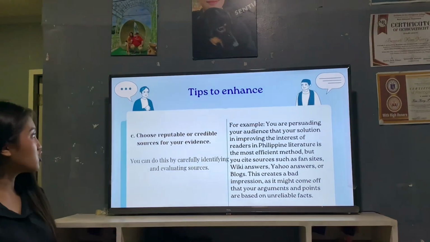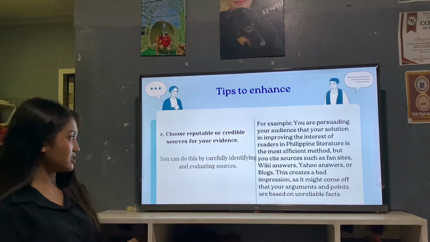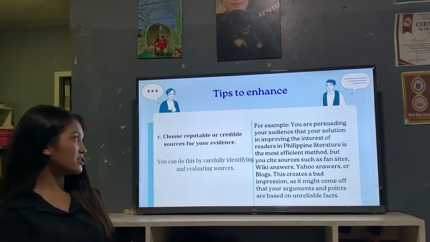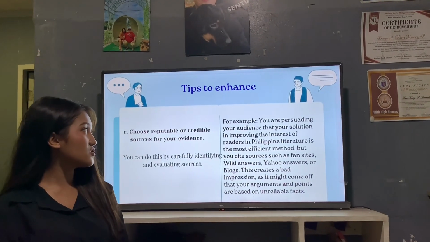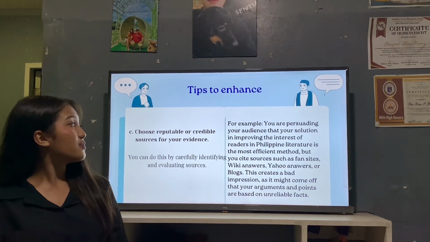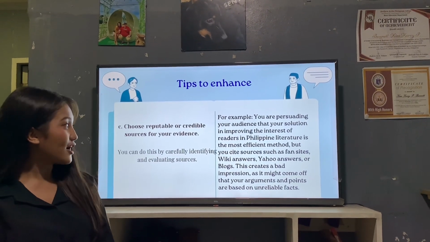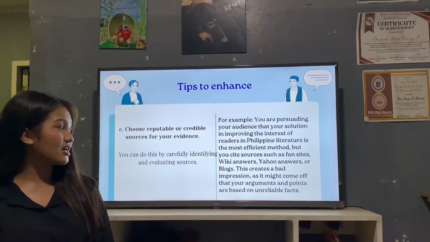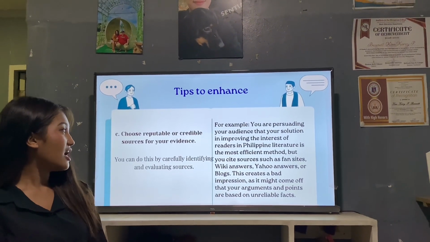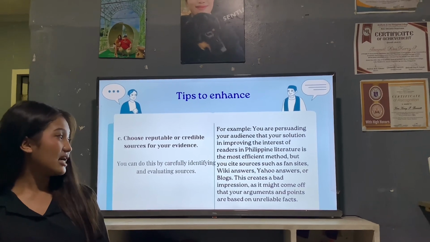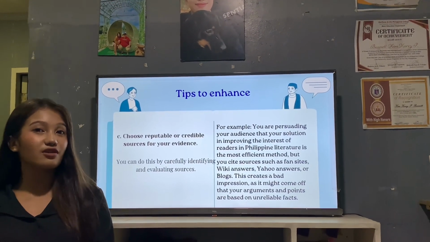Number 3 is to choose reputable or credible sources for your evidence. You can do this by carefully identifying and evaluating sources. For example, you are persuading your audience that your solution in improving the interest of readers in Philippine literature is the most efficient method. But you cite sources such as fan sites, Wiki Answers, Yahoo Answers, or blogs. This creates a bad impression as it might come off that your arguments and points are based on unreliable facts.